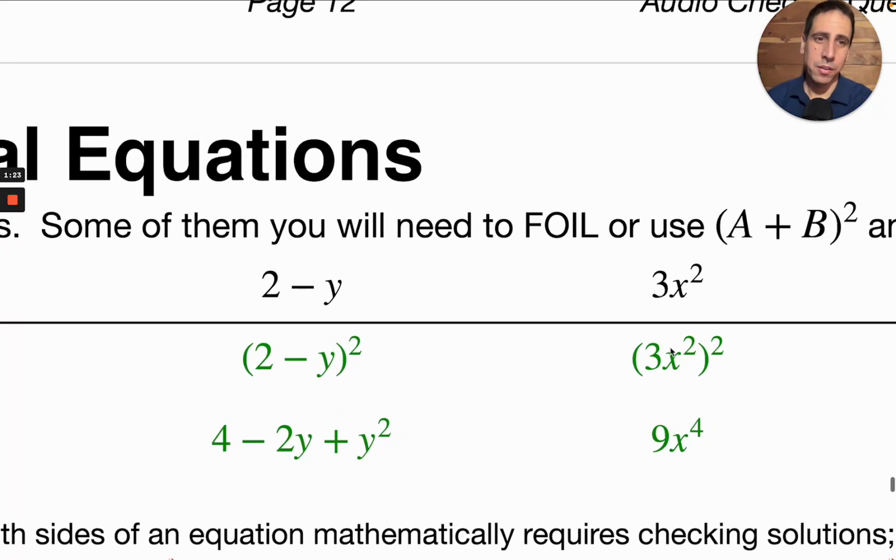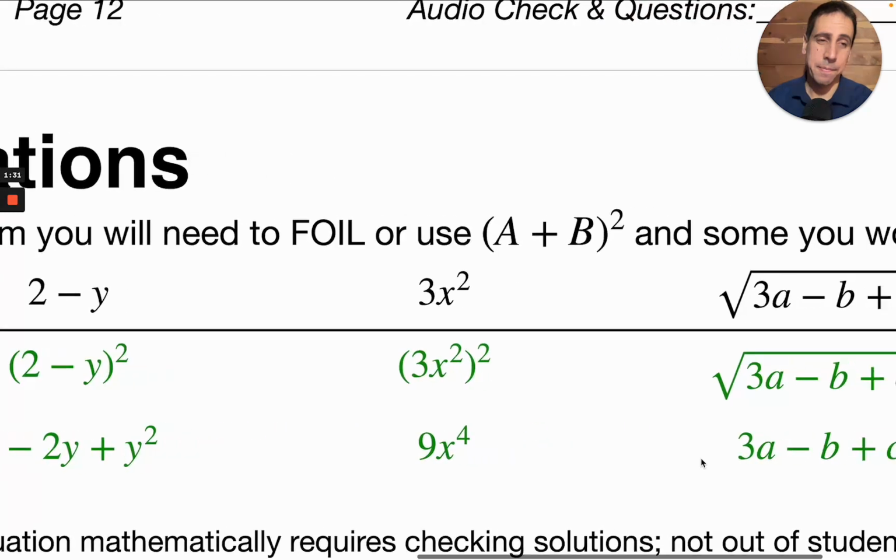3x squared, well, if you want to square that, that's just one term, so the 2 actually just distributes to the 3 and to the x squared. You get 9x to the 4th.